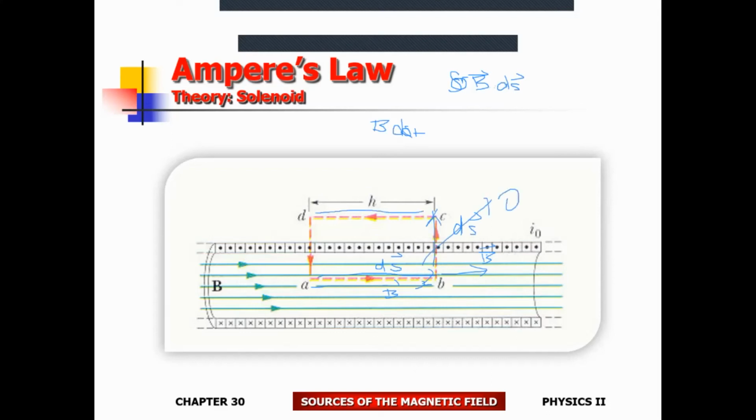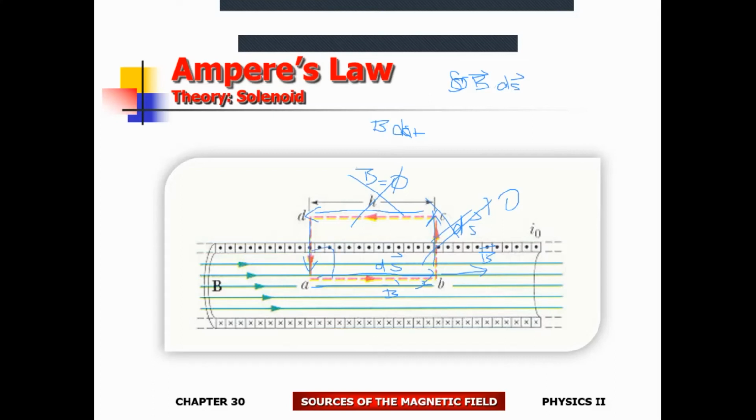Now my loop is moving in the opposite direction. The magnetic field is from left to right. Yeah, but that's the magnetic field inside. There's no magnetic field outside. Well, if there's no magnetic field outside, this doesn't have a contribution, so this is no good. Now my magnetic field is still pointing from left to right, and the loop is still 90 degrees to it.